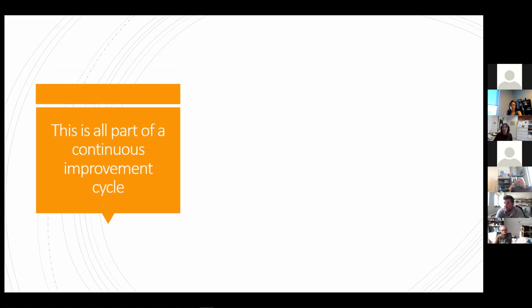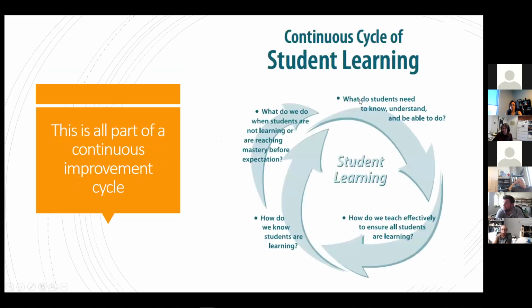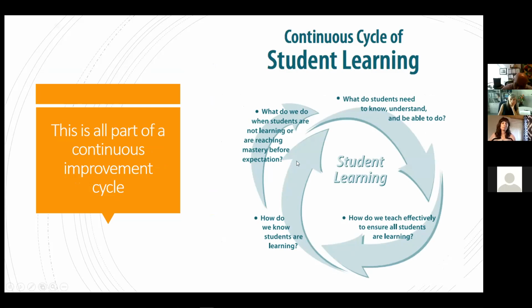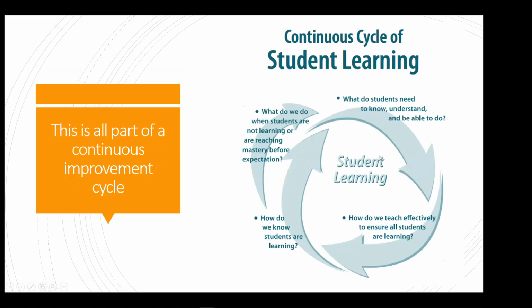And this is all about continuous improvement. So what do we need students to know, understand, be able to do? How do we teach effectively to ensure all students are learning? And how do we know? That's the assessment piece. And what do we do when students are not reaching that mastery before we expect them to? It's not that they're never going to reach it. It's that they're not reaching it in the time frame that we're expecting them to. And so this is the continuous cycle of student learning. It's a continuous improvement cycle.